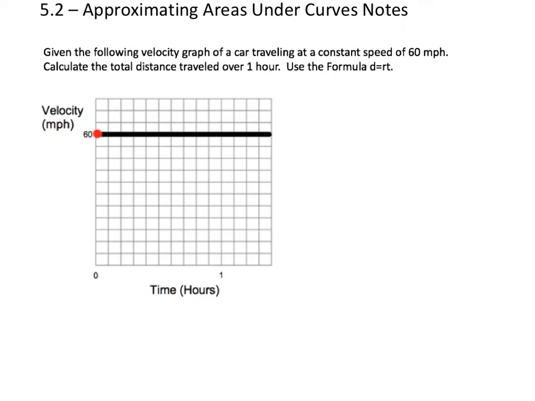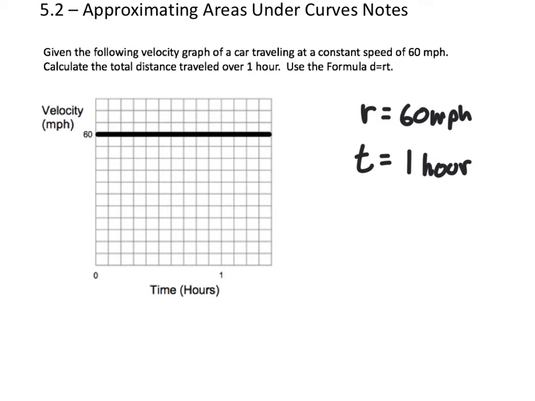Okay, so this is a velocity graph, and we want to calculate the total distance that we travel over 1 hour. We want to use the formula that distance is equal to the rate at which we travel times the time. The rate at which we are traveling is equal to 60 miles per hour, and the time is a period of 1 hour.